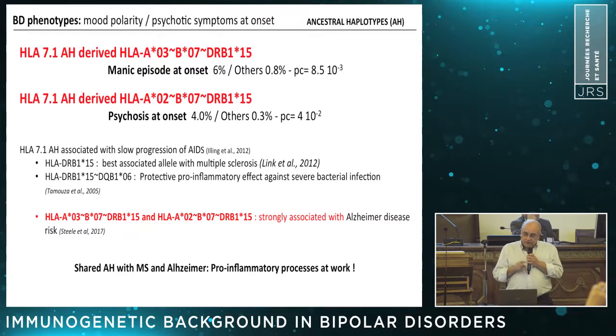The HLA DRB1*15 allele, I regret that MO is not here, is the best associated with multiple sclerosis, which is a disease really intertwined with bipolar disorder. Our team also reported many years ago that this haplotype is protective against severe bacterial infection. The most interesting finding, from a very recent survey, identifies this haplotype as a strong risk factor for Alzheimer's disease, an inflammatory neurodegenerative disease. And in the paper, the authors also discuss the overlap with multiple sclerosis. So here again, pro-inflammatory processes are evidently at work.